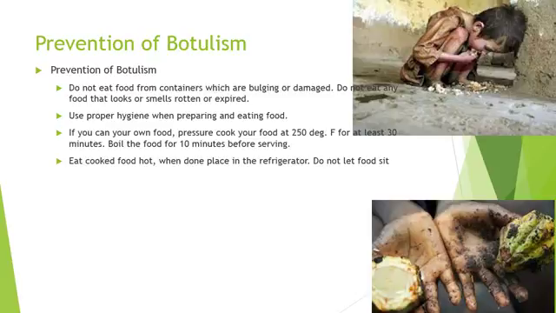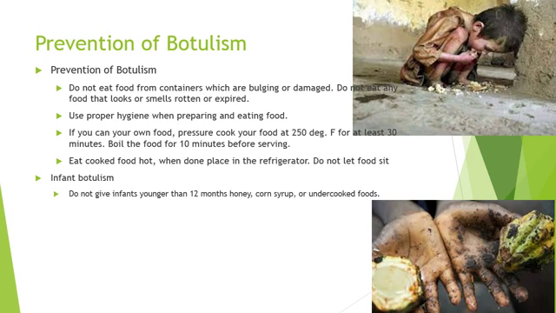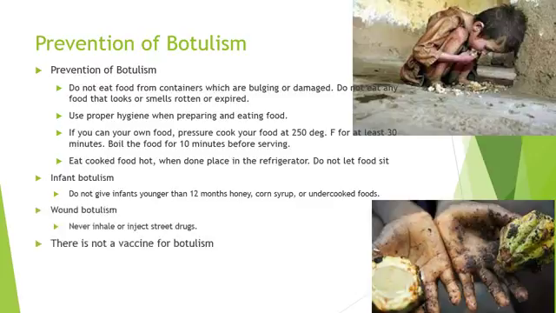And then eat your cooked food hot. When done, place it in the refrigerator. Do not let the food sit out. This can create a prime environment for botulism. Moving on to infant botulism. To prevent infant botulism, do not give infants younger than 12 months honey, corn syrup, or undercooked foods, as these can be a source of botulism as well.